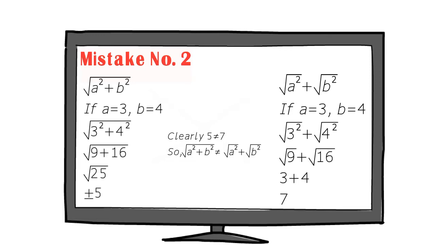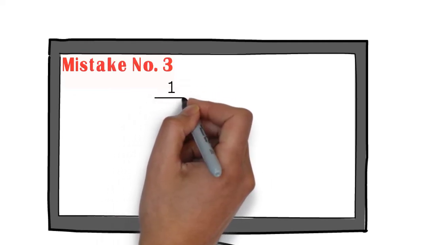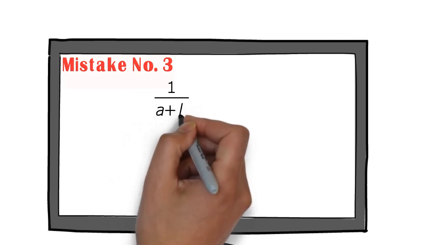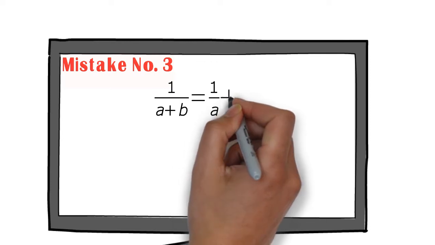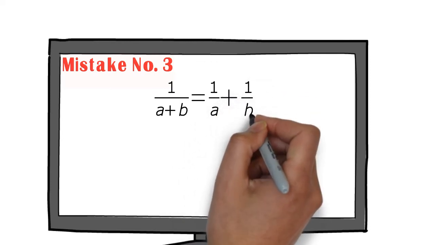So let's look at mistake number 3, which is one of the mistakes students make. Now this is in the area of algebra. This is in the area of algebraic fractions. Students assume that 1 over a plus b equals 1 over a plus 1 over b.